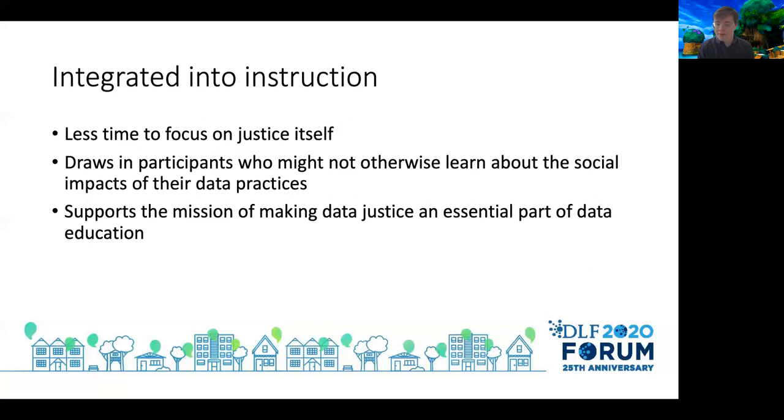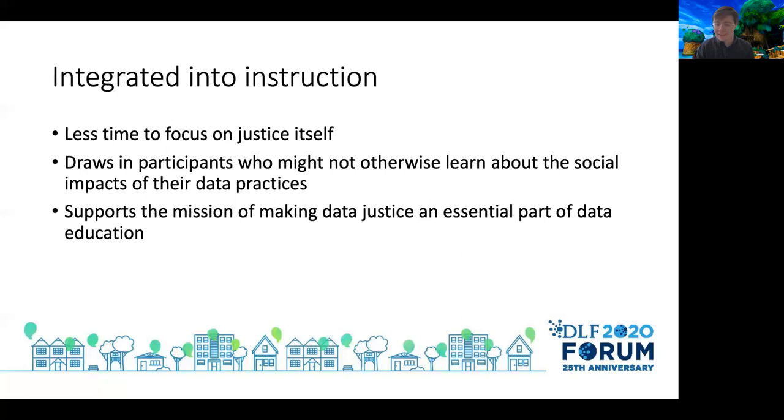It also supports the general mission of making data justice an essential part of data education. Not an extracurricular or an elective, but something that's actually foundational to working with data: learning what impact it has on the world around you.